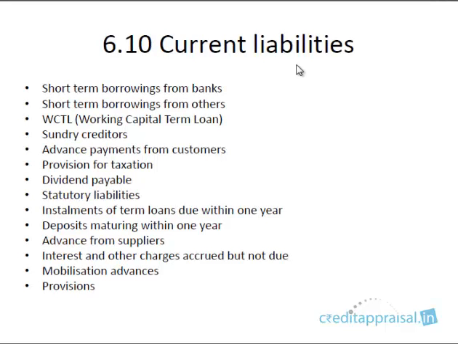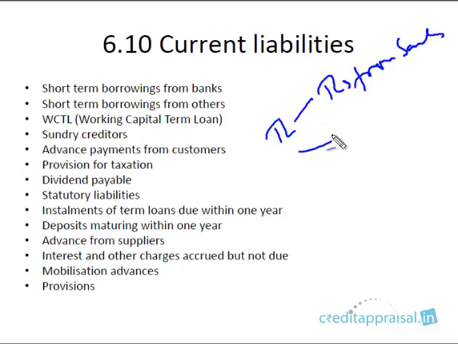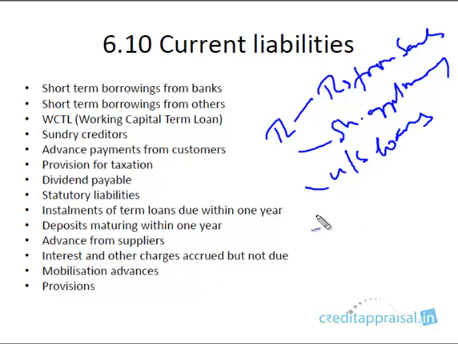Welcome back. We are now in segment 6.10, and in this segment we'll be discussing current liabilities. So far we have discussed term liabilities. Under term liabilities we have discussed various items such as term loans from banks, share application money, unsecured loans, and various other term liabilities. Though share application money can also be clubbed with capital. That's an advanced topic, but really there are various term liabilities that we have considered.